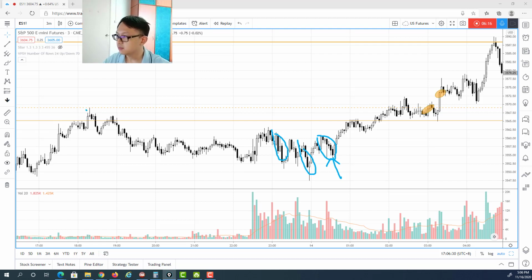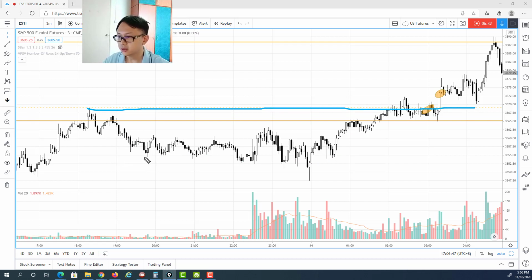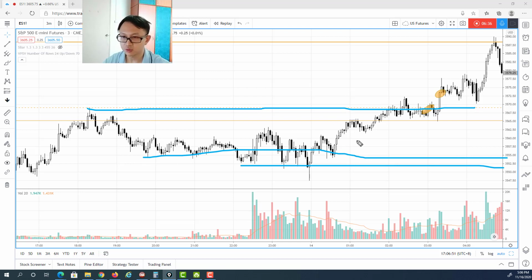Subsequently, you can see probably a structure right here, a rounding bottom, and maybe a cup and handle. So here's a handle. Whichever pattern that you see, I think that's the resistance level. That's pretty much a trading range there. So we're pretty much fluctuating within the range. And eventually, that's the first breakout.